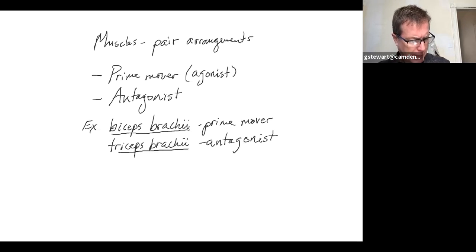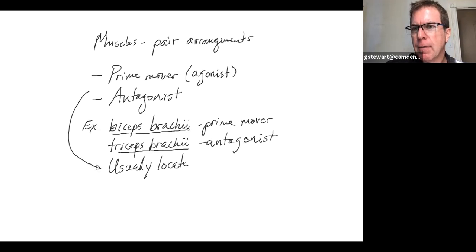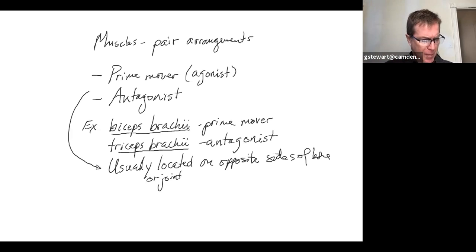There's also a couple more definitions in your book. Well, let me talk about these prime movers and agonists. I'll say a few more things before I move on. These are usually located on opposite sides of a bone or joint, as in the biceps brachii and triceps brachii example.